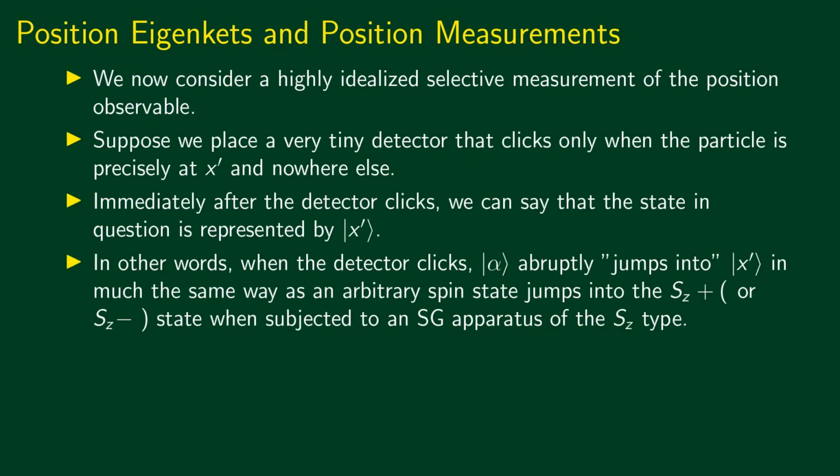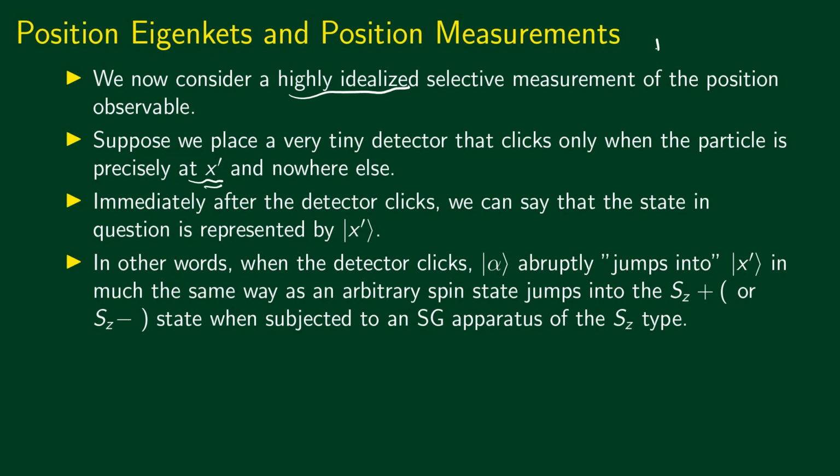So first, let's consider a highly idealized selective measurement of the position observable. Suppose we place a tiny detector that clicks only when the particle is precisely at x prime and nowhere else. So our detector is so precise that it clicks only if the particle is at exactly a point.